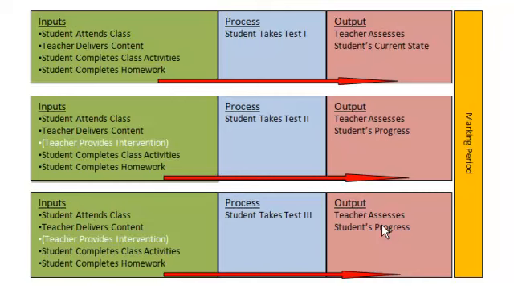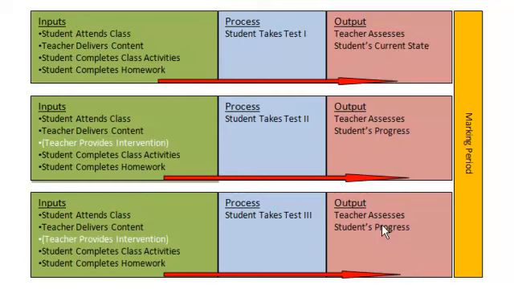First of all, a student, again, will attend class. A teacher will deliver content, or in a flipped classroom, those are switched around. The content is delivered before class. The student attends class. There's a homework and the class activities, just like we had in the summative example. In this case, the process is that there are a series of tests over a given period of time. In this marking period, there are 3 tests. So the first process is that the student will take the first test.